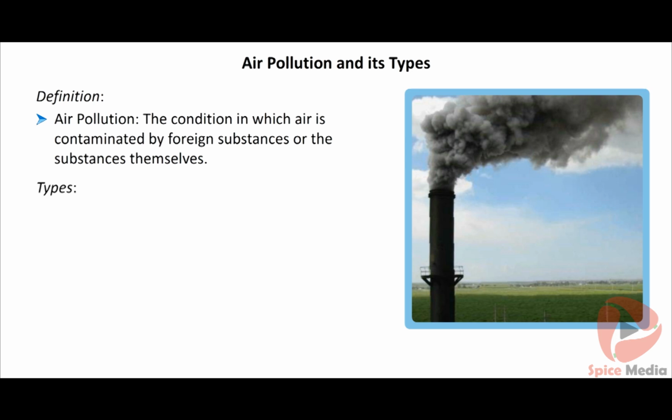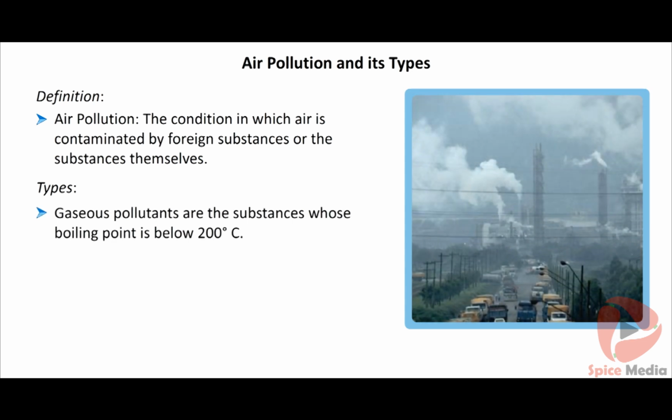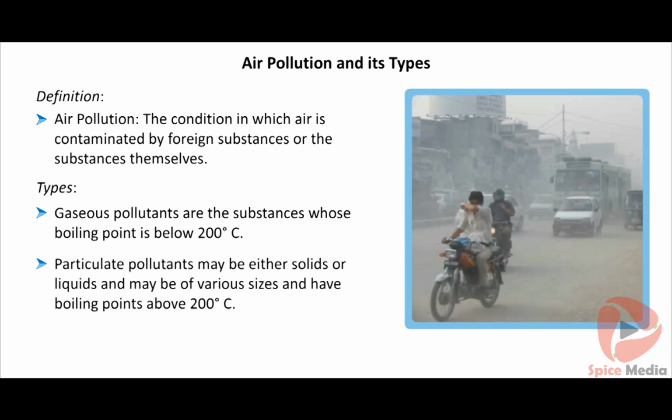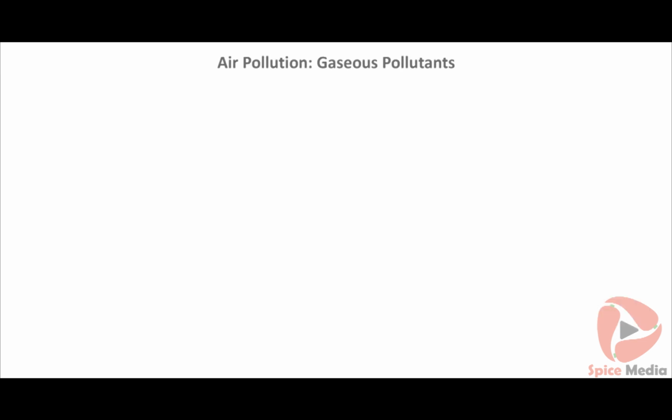Two types of pollutants are seen in air. They are gaseous pollutants and particulate pollutants. Gaseous pollutants are the substances whose boiling point is below 200 degrees centigrade. Particulate pollutants may be either solids or liquids and may be of various sizes and have boiling points above 200 degrees centigrade. Air pollution, gaseous pollutants.